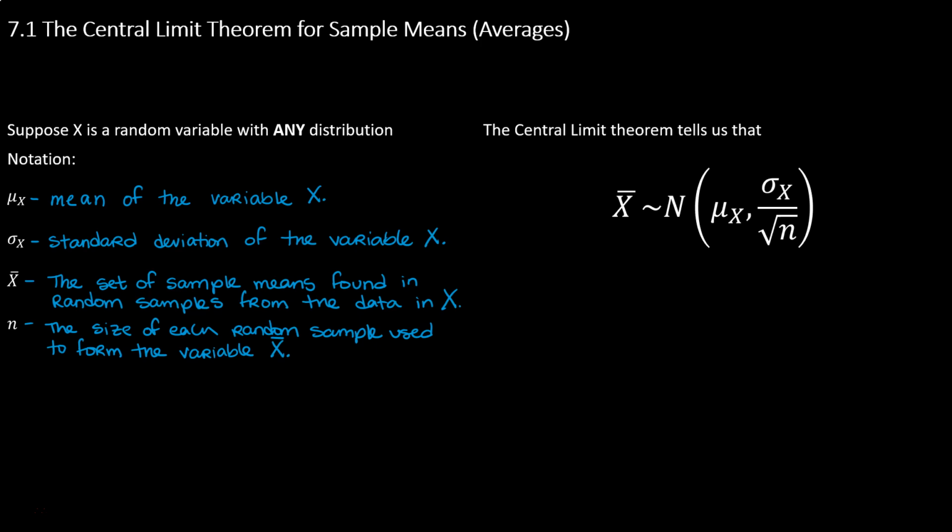Also, the standard deviation takes into account the original variable's standard deviation, but it's not equal to it. We have to take the original standard deviation for capital X and divide it by the square root of our sample size, so dividing by the square root of n. So for any random variable X, if we know the mean and the standard deviation, we can create a new variable, X bar. That new variable will follow a normal distribution with the same mean as the original variable and a slightly different standard deviation, but not one that's too hard to calculate.